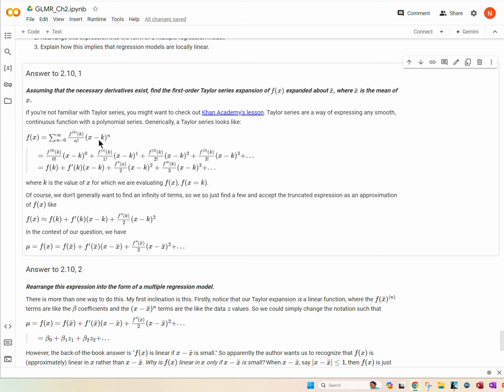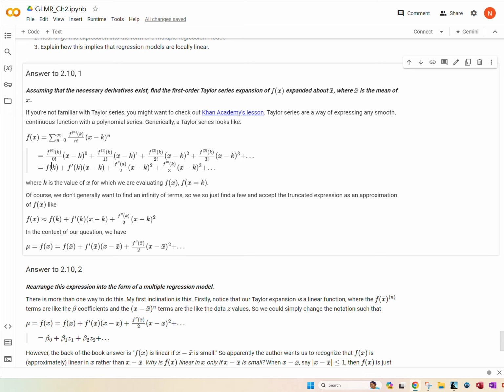For example, when n equals 0, we have this term here. We have the 0th derivative taken at k, where f of x, where x equals k, divided by 0 factorial, which is just 1, and then x minus k to the 0th power, which again is just 1, plus the first derivative taken at k, divided by 1 factorial times x minus k to the first power, and so on and so forth.